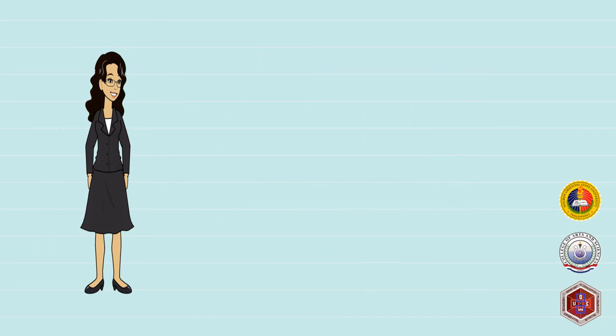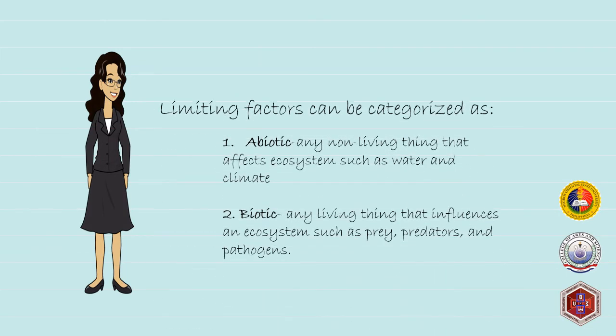At this point, let us discuss the categorization of limiting factors. Limiting factors can be categorized as abiotic and biotic. Abiotic is any non-living thing that affects an ecosystem, such as water and climate, while biotic is any living thing that influences an ecosystem, such as prey, predators, and pathogens.